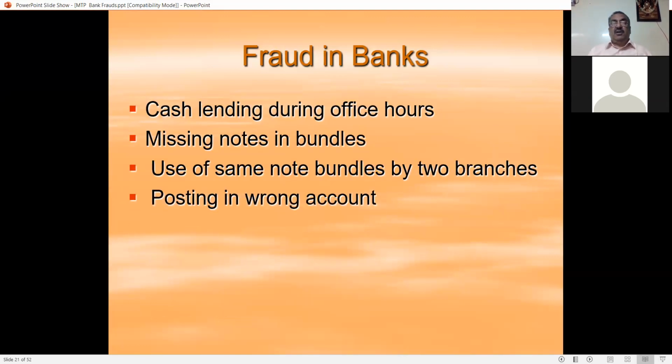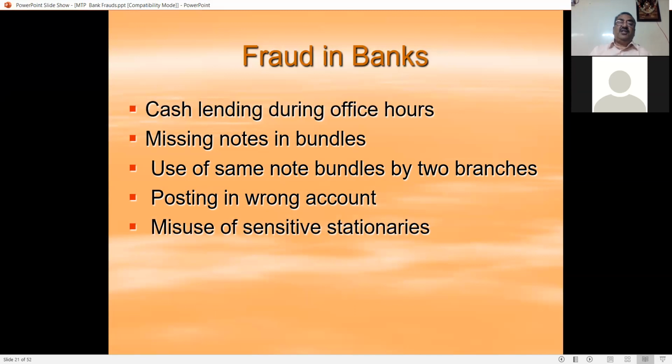Posting in the wrong account. You can find this from the NPA. Instead of your account, the money is posted to some other account, and thereby they utilize the fund for two to three days. After that, they give the cash and it is transferred. So that is also another type of fraud.